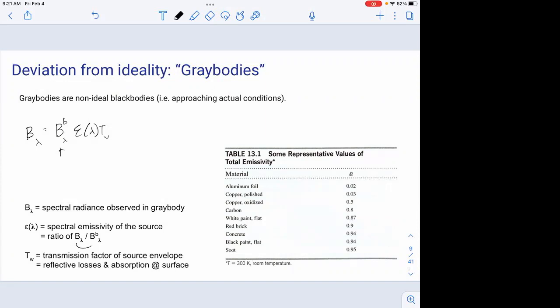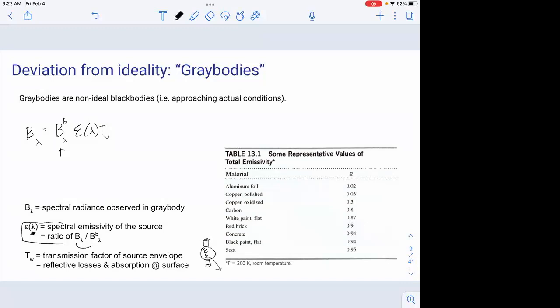The next variable that we have to keep in mind is the transmission factor of the source envelope. So, I should mention one other thing. This spectral emissivity, right? It's a function of wavelength. So it's specific to a particular wavelength. So this number can change as wavelength changes. All right. So T sub W is the transmission factor of a source envelope. So I want you to think about, generally speaking, let's call it sort of a light bulb. Okay. So here's your light bulb, and here's the filament that goes through your light bulb.